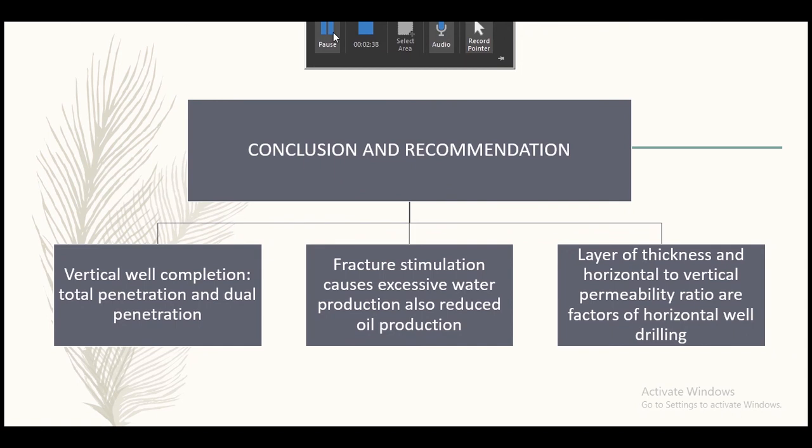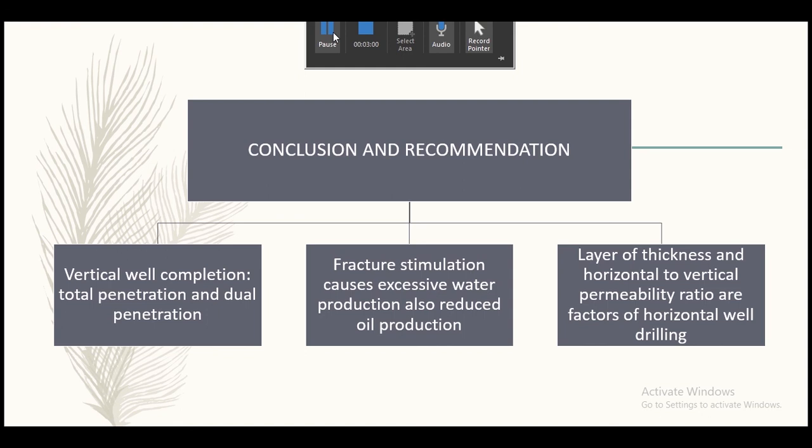For the conclusion and recommendation, the first one: among the four basic vertical well completion strategies, the total penetration and dual penetration methods have the most oil production and recovery, but they come at the cost of handling high rate and volume of water production.